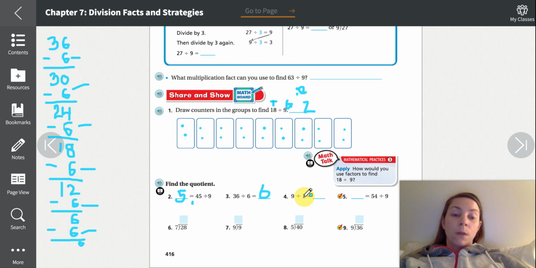9 divided by 1. Think of it as one group. So if you take 9 fish, put it into one big fish bowl, how many's in the fish bowl? 9.